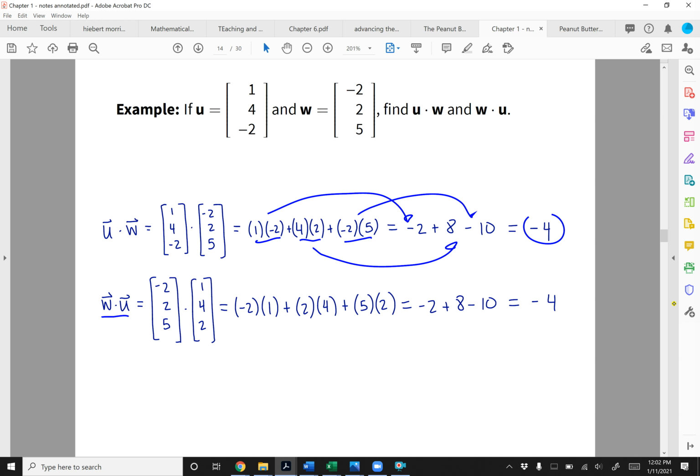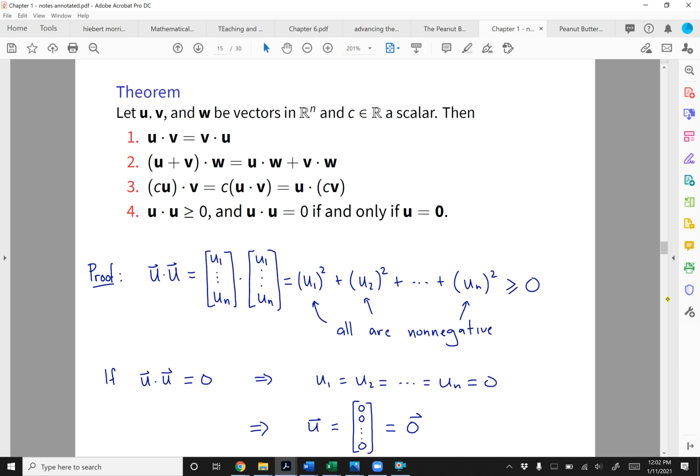You can do the dot product of w and then u, and you'll get the same thing because the multiplication here for each of these terms is, holy cow, I forgot the word. Not associative, commutative. There you go.